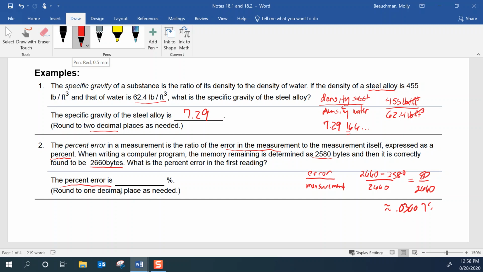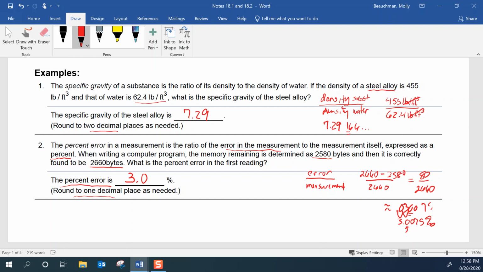It says the percent error, so we want to change that decimal to a percent, and round it to 1 decimal place. So we have to move the decimal 2 places to the right first. Okay, so that's 3.0075%. To round to 1 decimal place, the value to the right of 0 is 0, so we end up with an error of approximately 3% or 3.0%.